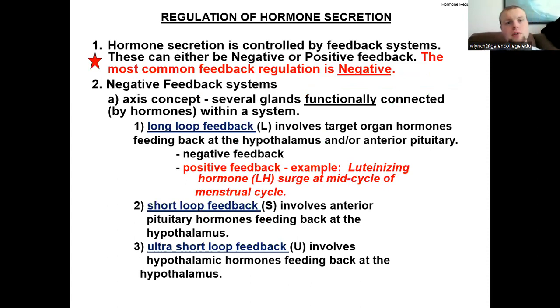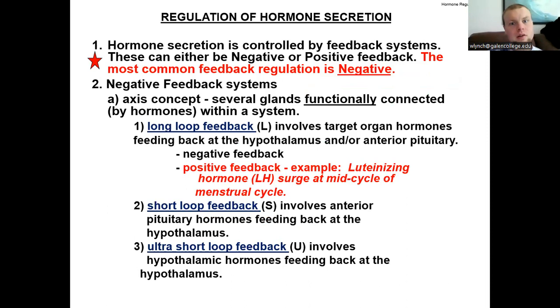So regulating hormone secretion comes through 3 loops. Hormone secretion is controlled by feedback loops. 90% of these are going to be negative feedback. About 10% is going to be the positive feedback loop. So what we see from negative feedback loops is that we have functional feedback from 3 different sections.